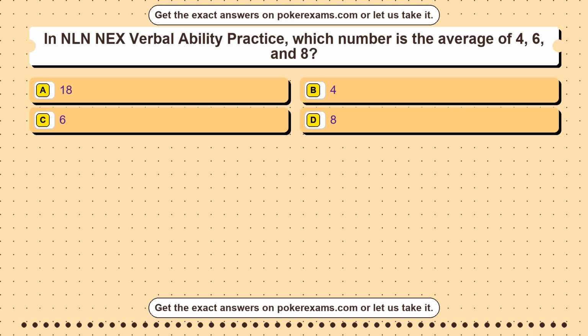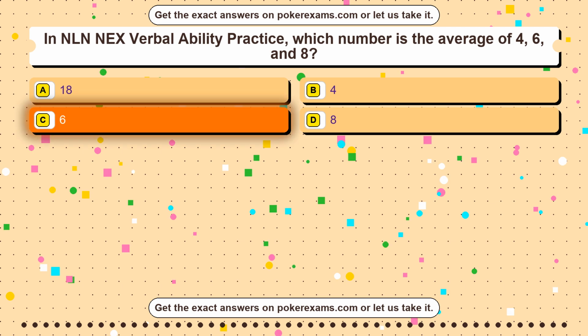Question 43. In GED statistics practice, which number is the greatest? Option A, 0.18. Option B, 0.018. Option C, 0.8. Option D, 0.08. The correct answer is option C.